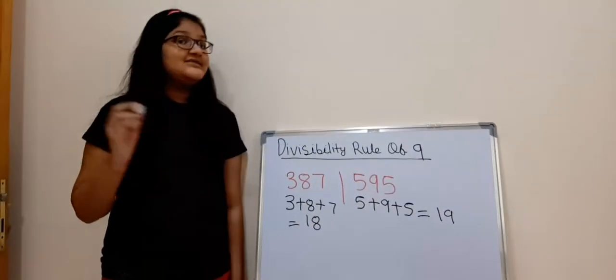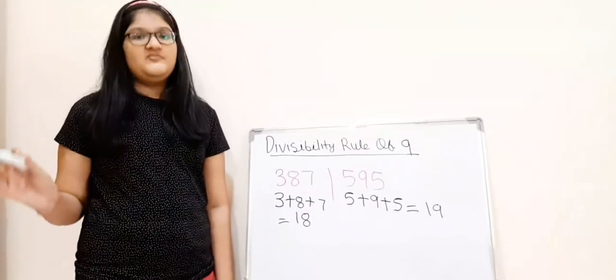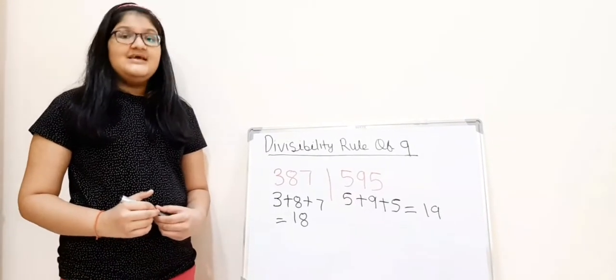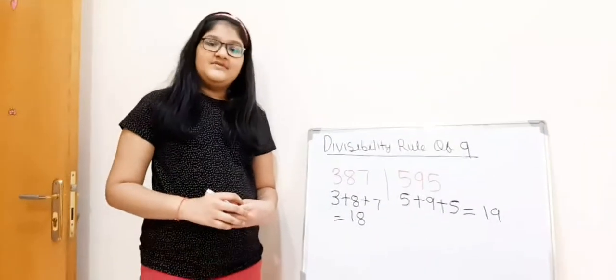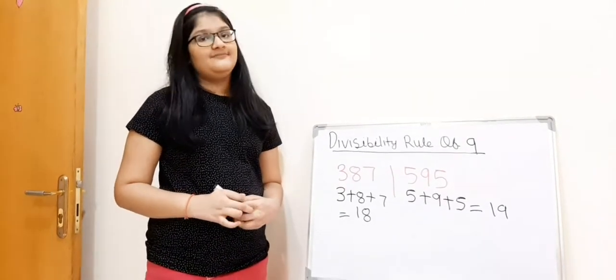Now 19 is not divisible by 9. So 595 is also not divisible by 9. The rule of divisibility of 9 is that the sum of the digits should be divisible by 9. Then only the number is also divisible by 9.